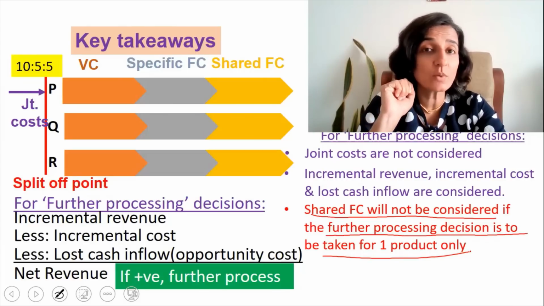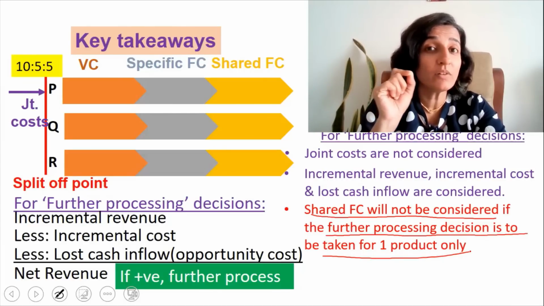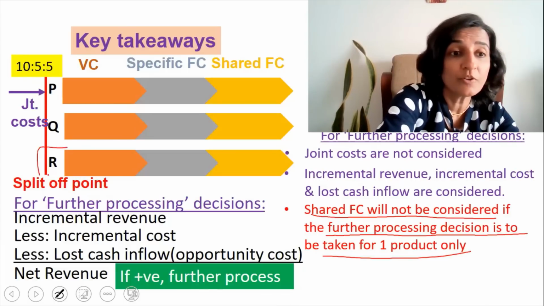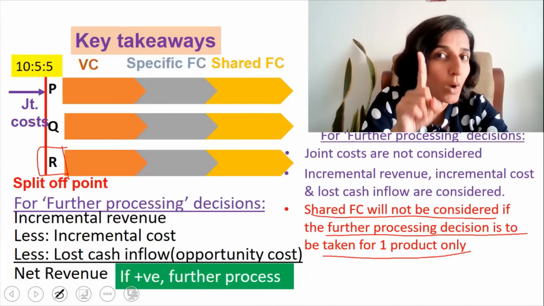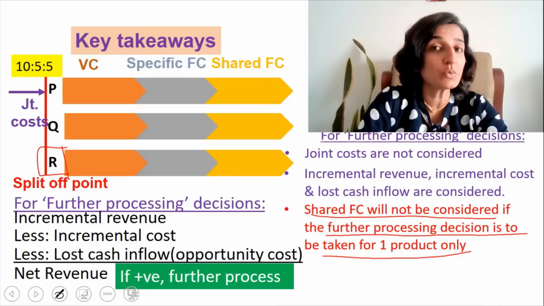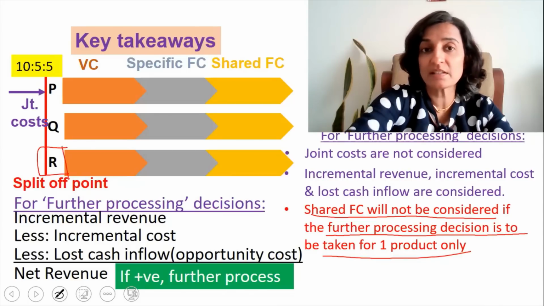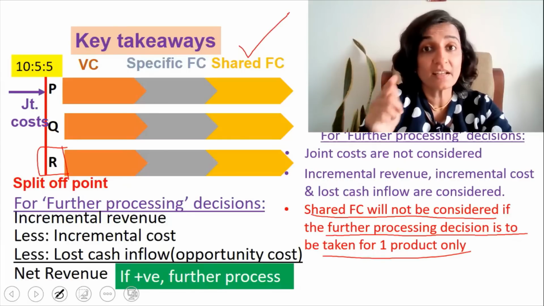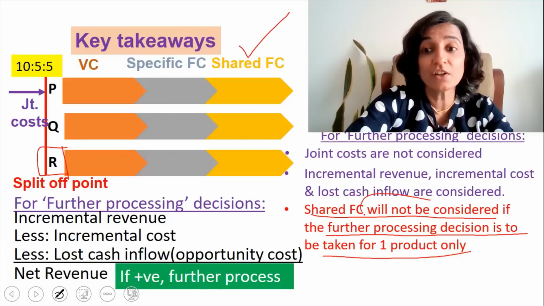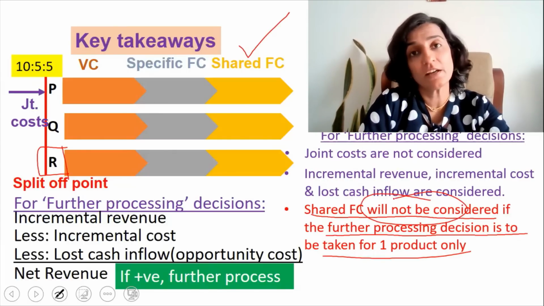What did we see in this question? In this question, we were asked whether we should further process product R only. That is, only one product's further processing decision was involved. In such kind of cases, shared fixed cost will remain as such, whatever we decide. That is the reason why we did not consider the shared fixed cost.